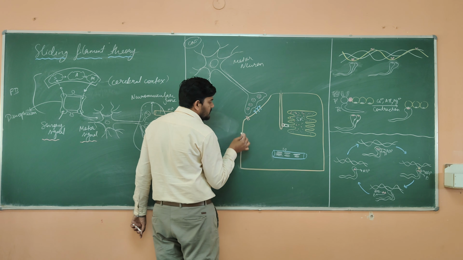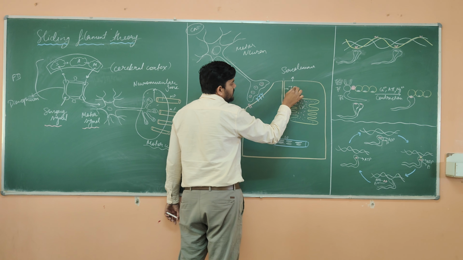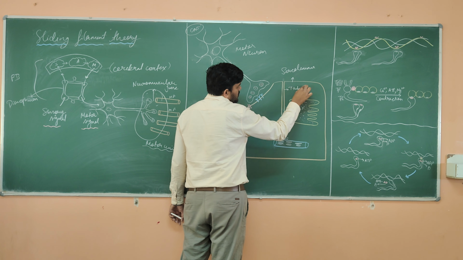The sarcolemma is enfolded, and this enfolding is known as the T-tubule. Then you can see the sarcoplasmic reticulum, which has abundant calcium. Calcium is very important for muscle contraction. The sarcoplasmic reticulum is the storehouse of calcium.